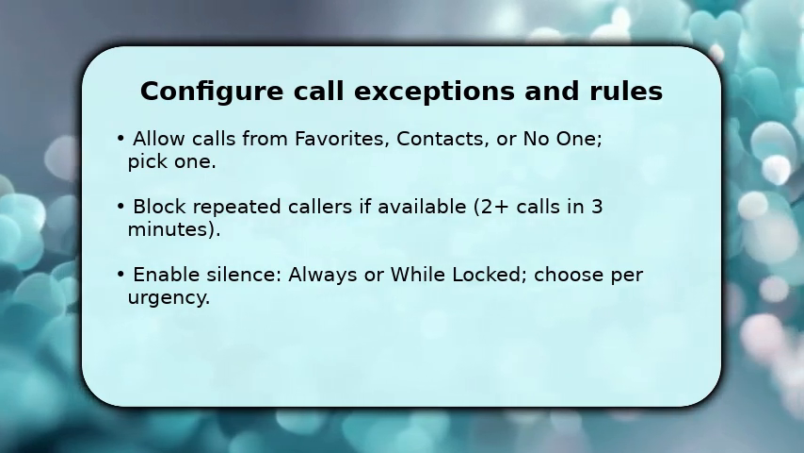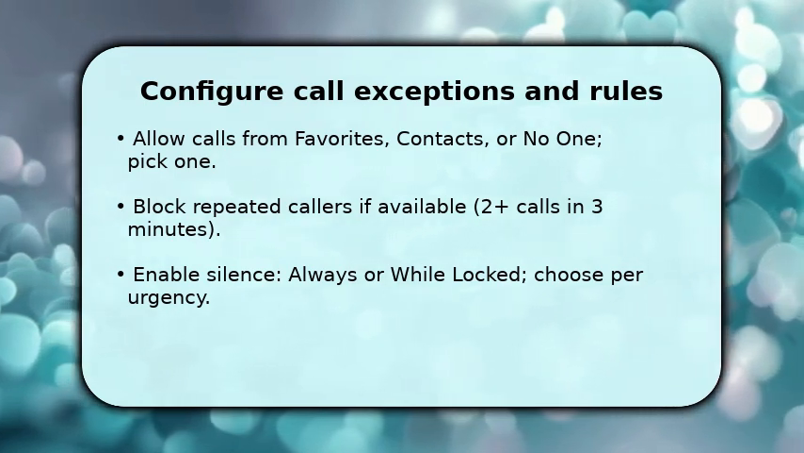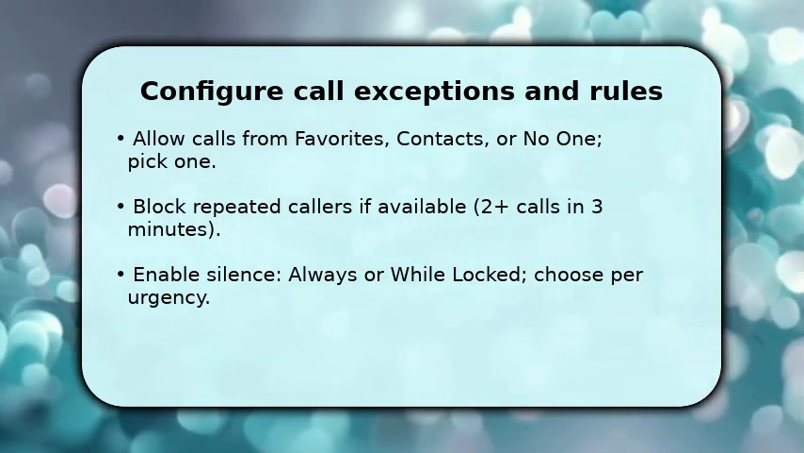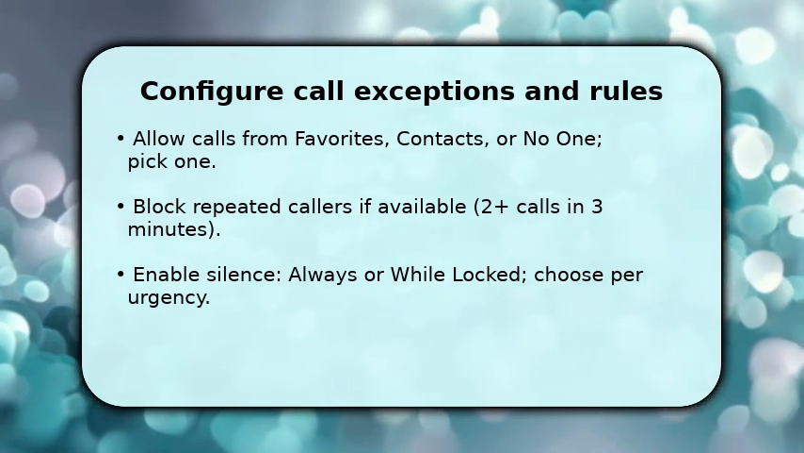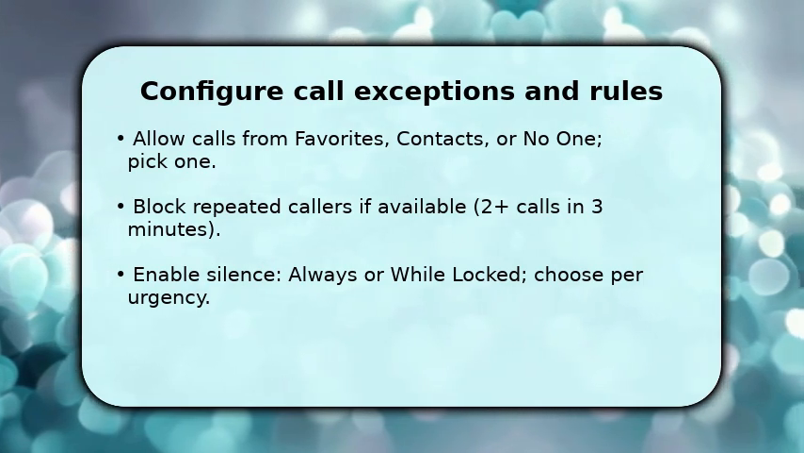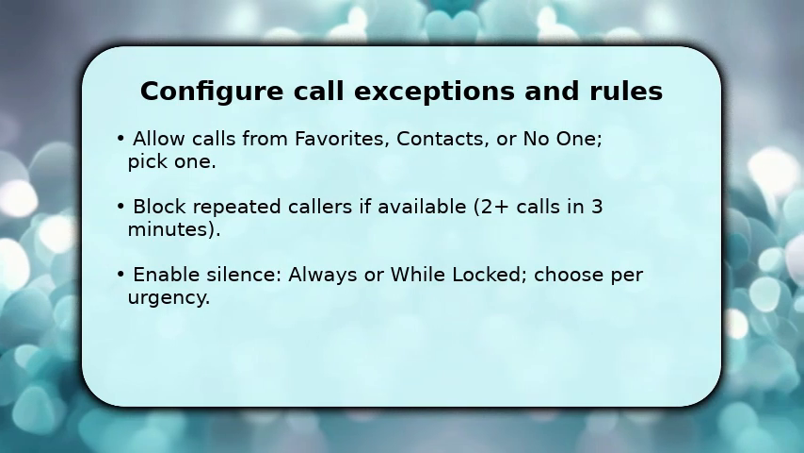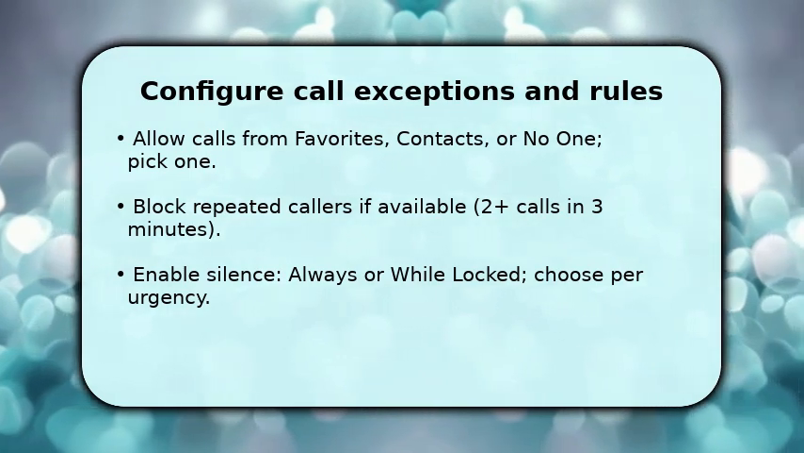If your system supports it, turn on repeated caller bypass so emergency callers who call twice within 3 minutes can get through. Once set, select whether to silence calls always or only while locked, because that determines whether in-use apps can still show call notifications. Adjust so interruptions stop when you want them to.